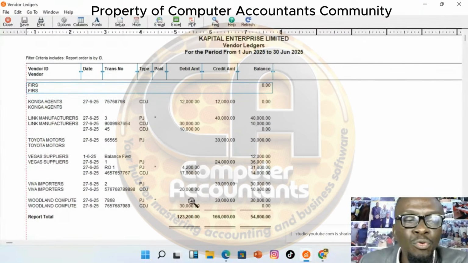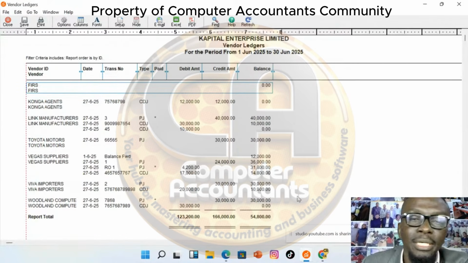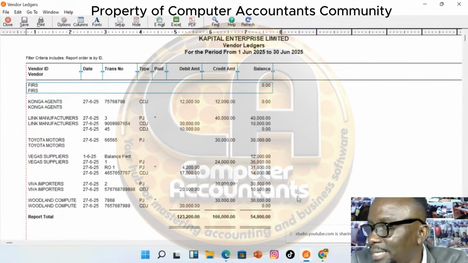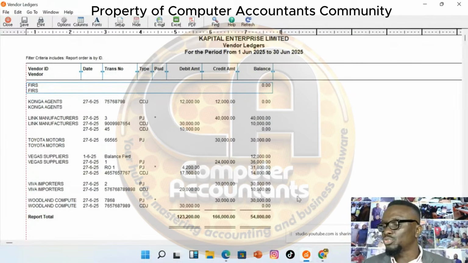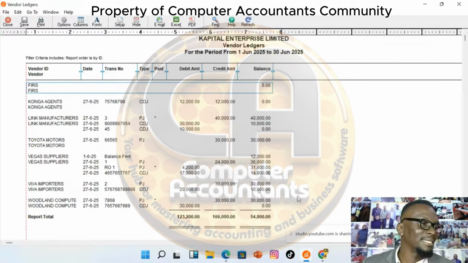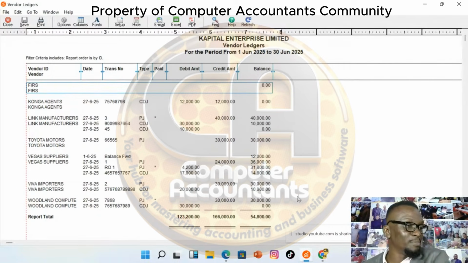If you look at the report on my screen, it shows that Woodland has been fully paid, from the question. But the last question said the check paid to Woodland Computers was dishonored by the bank. Maybe one or two issues must have happened that the bank dishonored the check. The implication is that we have to reinstall Woodland back in our record as a creditor. Our record must show that we are still owing Woodland. So how do we effect that? Here it's showing that we have fully paid him, but let's see how we effect that.